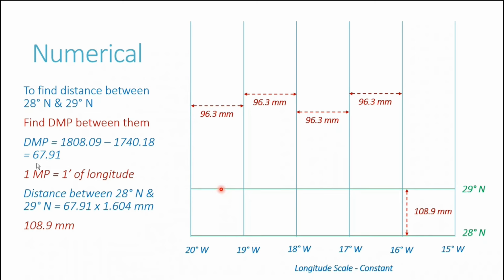So हमने नॉरिस टेबल से पहले इनका DMP पता किया, जो कि आ गया हमारे पास 67.91. So basically 67.91 minutes of longitude can be placed. 1 minute of longitude is 1.604 mm, तो मैंने उसे 67.91 से मल्टीप्लाई किया and I get this value 108.9 millimeters. Is it clear now, beta? Yes, sir. Yes. Thank you. Okay, great.